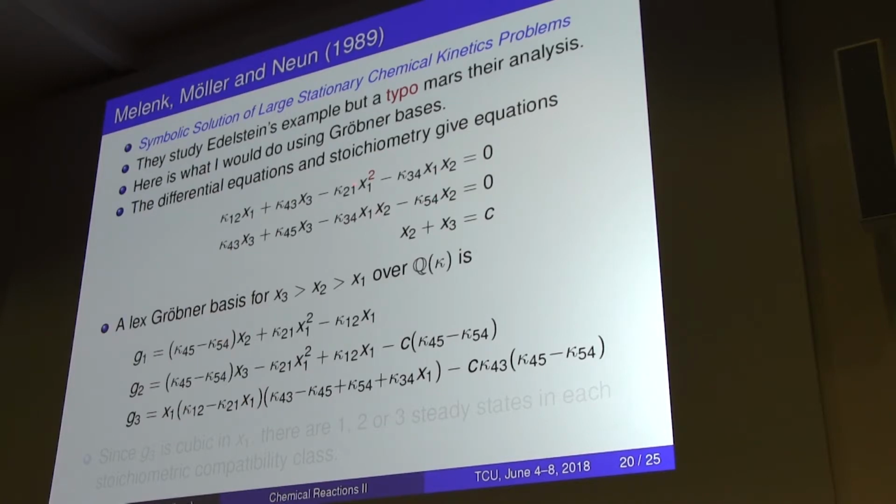So here, I'm going to do something slightly different. In their paper, they work over the function field of the kappas. And so rather than regarding them as variables, I'm going to slurp them into the coefficients. So that means that my kappas are very generic, one way to think about it. And so I just picked a lex Gröbner basis. And you get something like this. It's actually a really nice Gröbner basis.